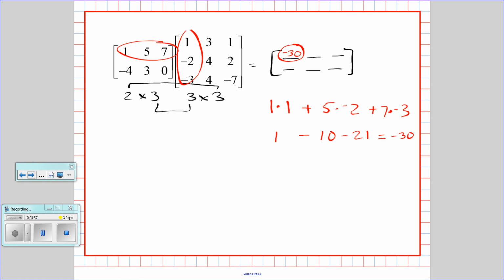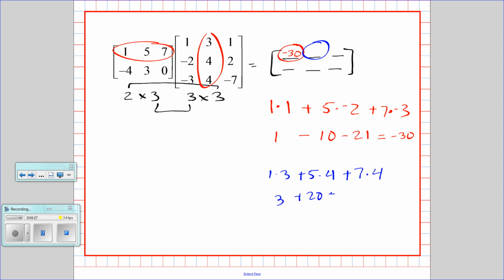So the next one I would call the top middle. That still sounds pretty natural. So I'm still pretty comfortable calling that the top middle. When we get to middle, sometimes that phraseology gets a little awkward, but hopefully you'll figure that out. So the top middle is going to be 1 times 3 plus 5 times 4 plus 7 times 4. Or 3 plus 20 plus 28, which I think is 51.